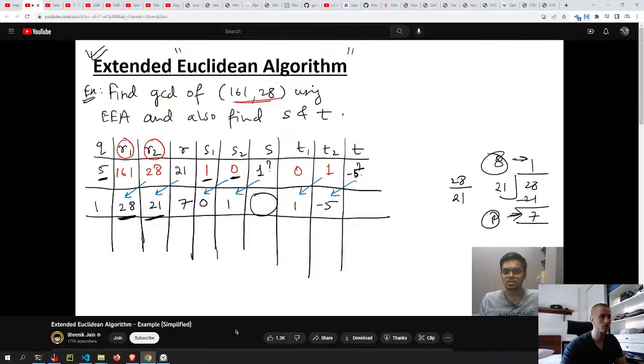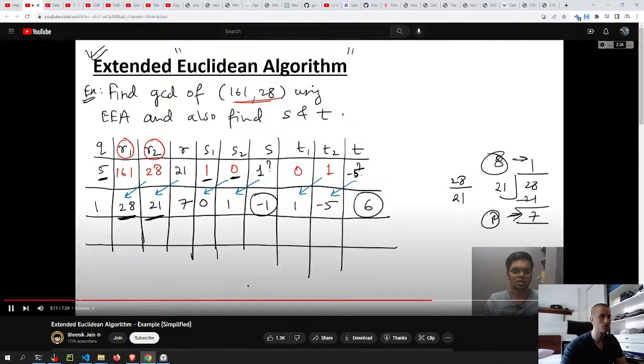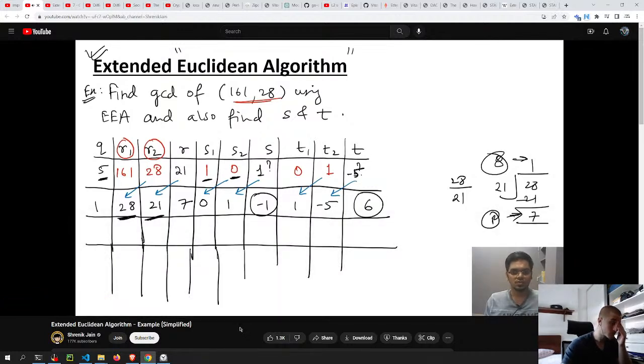Then you can get the value of S using the equation. The value of S here comes out to be minus 1. The value of T using the equation comes out to be 6. Now you can move further to the next row, which is row 3. How to get the elements? Shifting. This is not tough. I've already given the steps in the previous video, so the same steps repeat. You can see here all the shifted values: 21, 7, 1, minus 1, minus 5, 6.